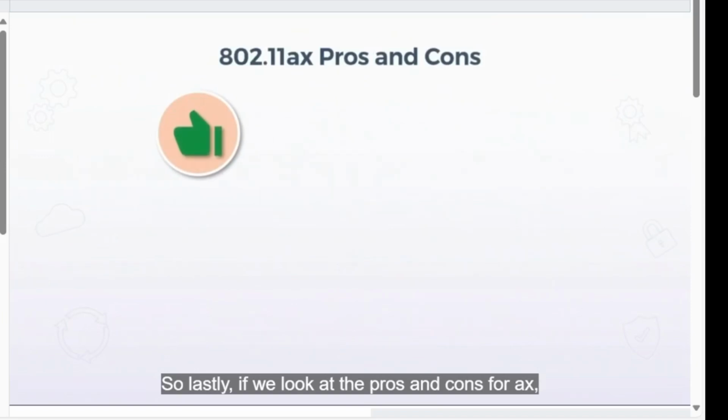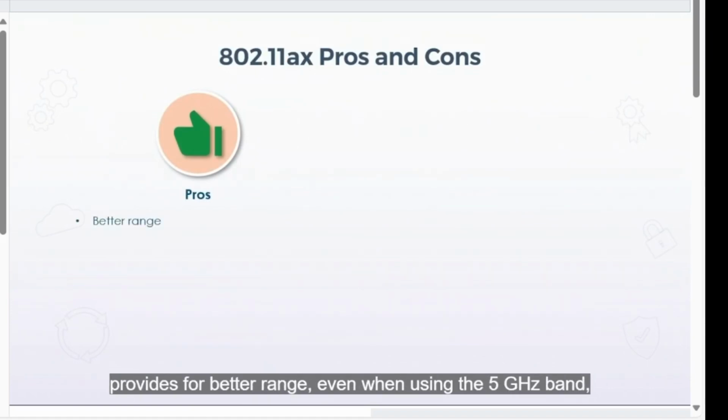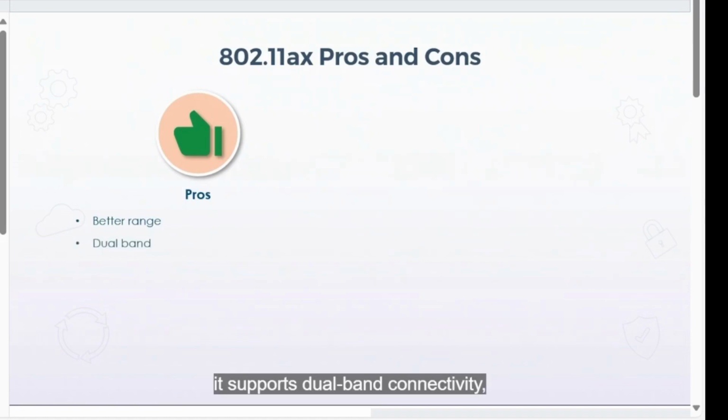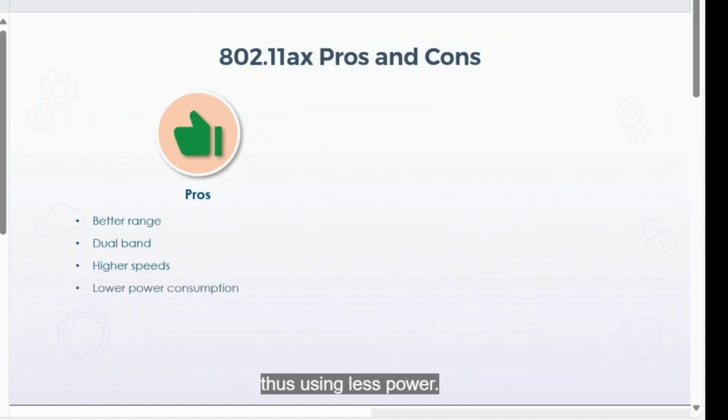So lastly, if we look at the pros and cons for AX, on the plus side, further improvements in the transmission techniques provides for better range even when using the 5 GHz band. It supports dual band connectivity. It offers very high speeds while also improving efficiency, thus using less power.